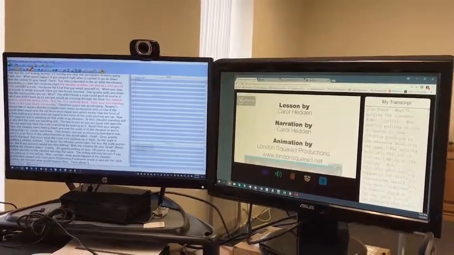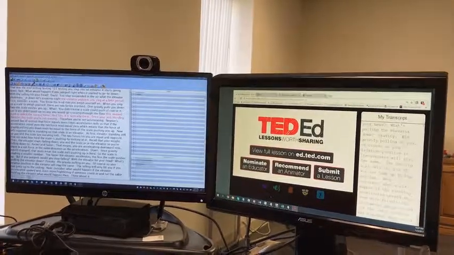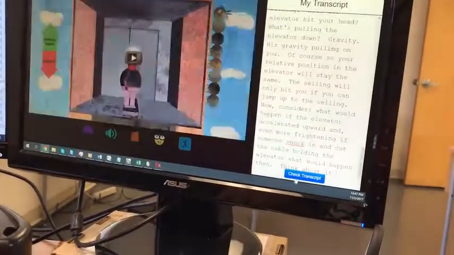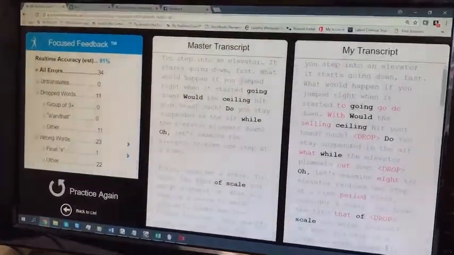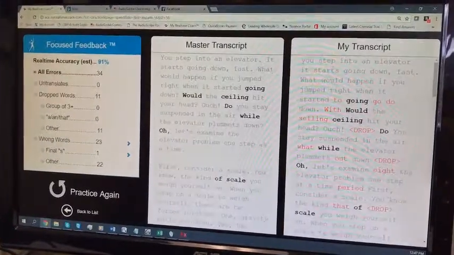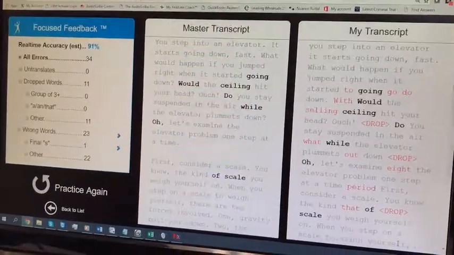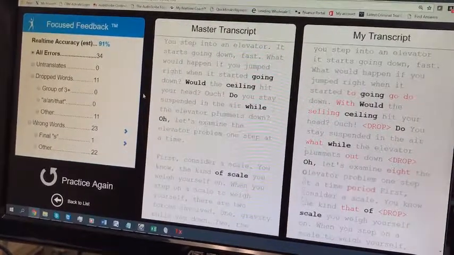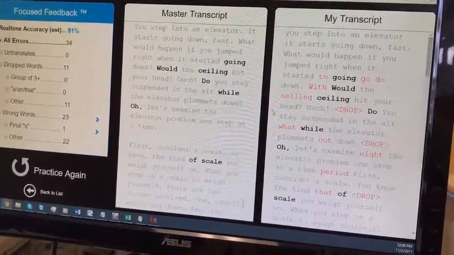Okay, so our dictation is over. Michelle is going to turn the mic off in SpeechCART, and then here we're going to click on Check Transcript. And that is going to show us that Michelle dictated at 91% accuracy. And it's also showing on the master transcript side, on the left-hand side, what words were supposed to be there. And in my transcript, it shows what errors you have in red.